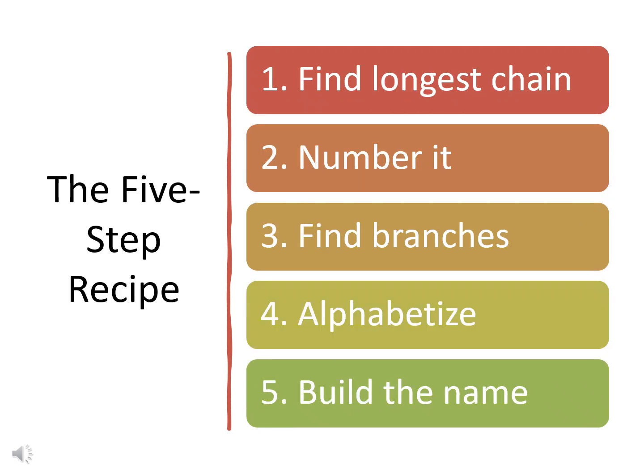This is what I like to call the 5-step recipe. No matter how complicated a molecule looks, follow these 5 steps in order. Never skip ahead or guess. The moment you assume, that's when things get complicated. Find the longest chain, number it, find branches, alphabetize, and build a name. That's all you need to do when it comes to understanding nomenclature in organic chemistry.